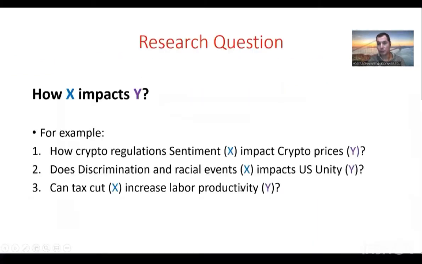So how do we do research? First, we start with a research question. A research question is how X impacts Y. For example, how crypto regulation sentiment, which is our X, impacts crypto prices, our Y. In the social sciences, does discrimination and racial events, which is the number of those, our X, impact US unity, people unity, or not.